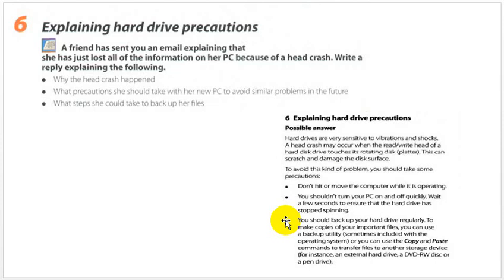You should back up your hard drive regularly to make copies of your important files. You can use a backup utility, sometimes included with the operating system, or you can use the copy and paste commands to transfer files to another storage device. For instance, an external hard drive, a DVD-RW disk, or a pen drive.